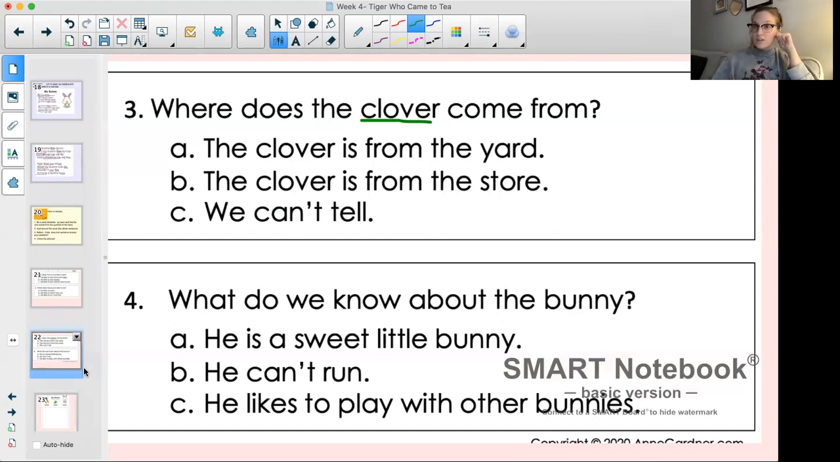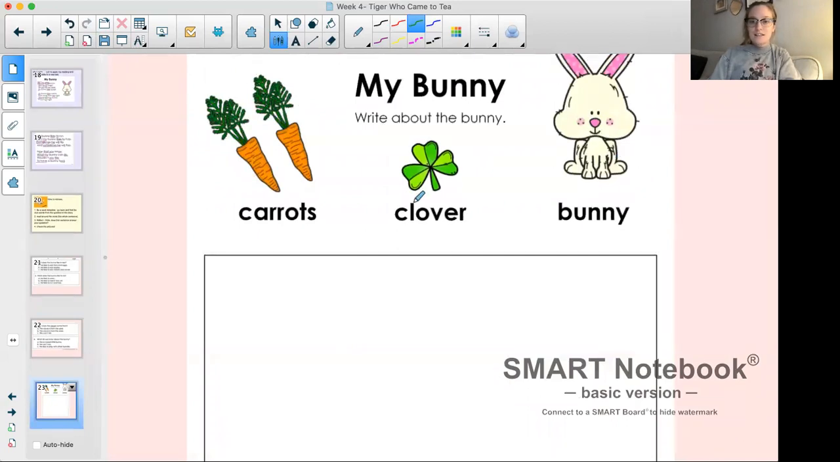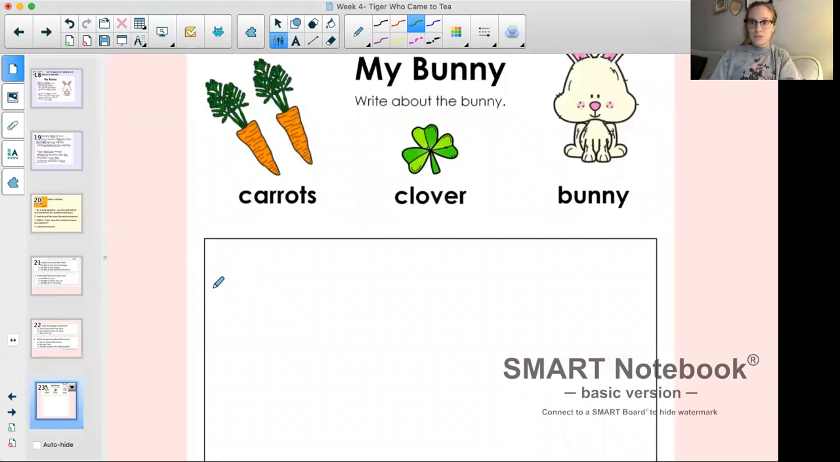Fantastic. So 4 questions for you to answer today. And then as a little bit of an extra task, because I know our literacy lessons this week we've been doing lots of performing, so we haven't done as much writing. So I've added a little extra bit for you to do today to keep up with your writing. And we have a picture of the bunny, some clover, and some carrots. So these are just some pictures to help you get started.